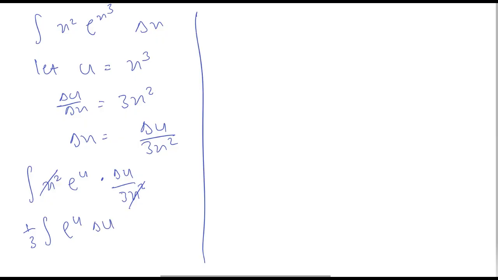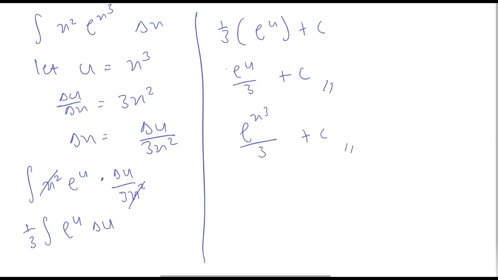Then we'll just integrate this. So then we are going to have 1 over 3 into the bracket of e raised to power u plus c. So this is going to be e raised to power u over 3 plus c. So this is what we have. Because this u is equal to x raised to power 3, we have e to the x cubed over 3 plus c. So this is our final answer, and this is basically what integration by substitution is all about. It is very, very simple.